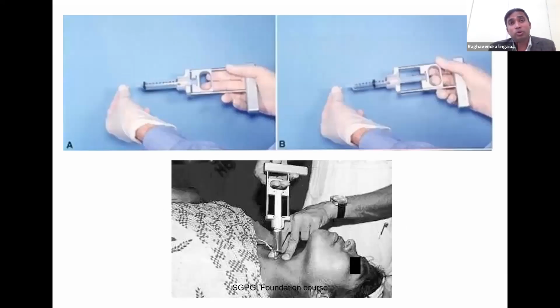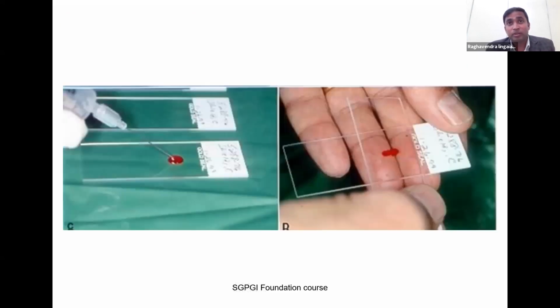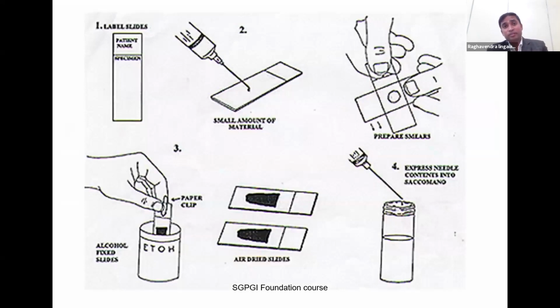If you have to do it on your own, use a plunger and fix the swelling or lymph node of interest from where you want to take the specimen with your fingers, as shown in this picture, so that it does not move around, and take the sample. It is good to make smears immediately on a clean available slide and allow it to air dry.